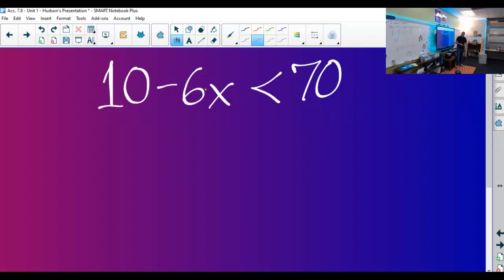So, Owen, what would you get rid of first, the 10 or the negative 6? I'd get rid of the 10. Yeah, because like we saw with the last problem, if we divide right now, it divides everything, and 10 divided by 6, 70 divided by 6 feels like it's going to get messy. So how do we get rid of positive 10? You subtract 10, and then you subtract 10 from the 70. We subtract 10 on both sides.